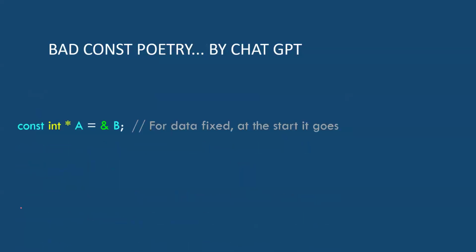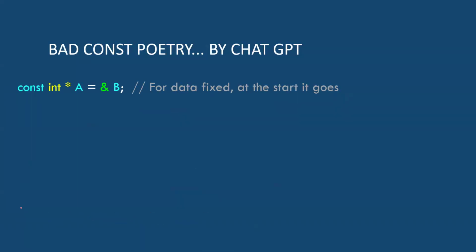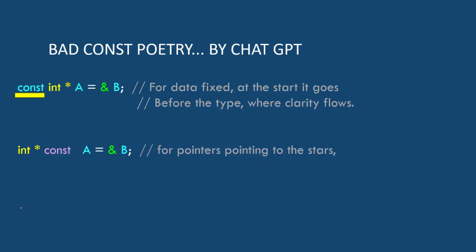Okay. So I tried to ask ChatGPT to make up a poem that helps us remember this. And it said, for fixed data at the start it goes, before the type where clarity flows. Really, really bad stuff. For pointers pointing to the stars, the const comes after reaching far. Yeah. So anyway, bad poetry. Maybe that helps you remember, right? Before, after. Okay. So there's one way to view that.